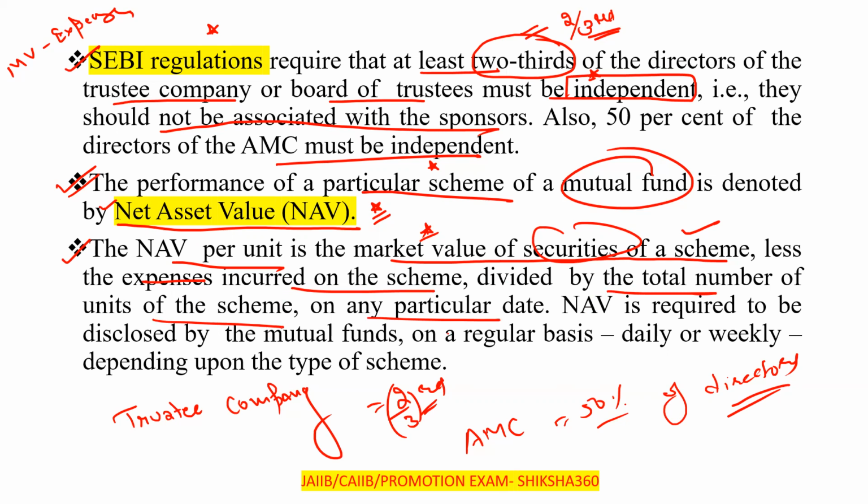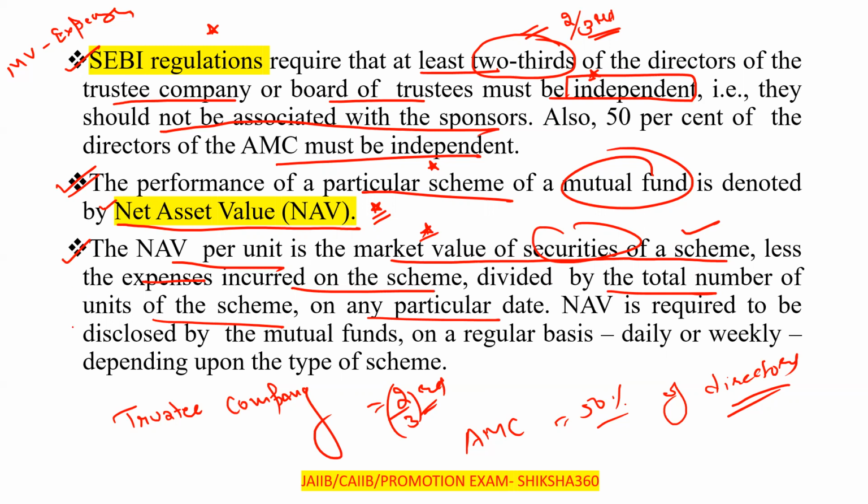Clear? So what is NAV? The net asset value per unit is the market value of securities of a scheme less the expenses incurred on the scheme, divided by the total number of units of the scheme on any particular date. Clear? The total number of units, whatever you have held, divided by that on any particular date.